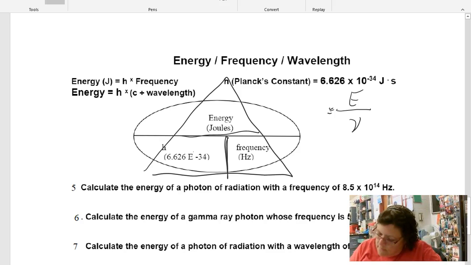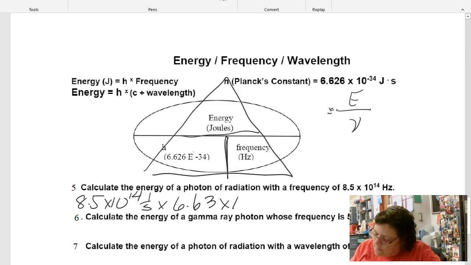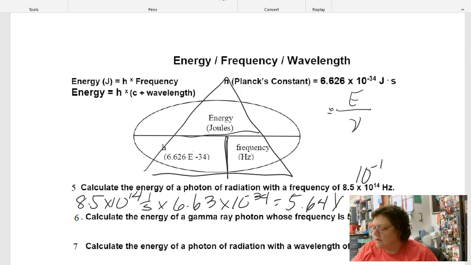8.5 times 10 to the 14th hertz, which is 1 over seconds, times Planck's constant, which is 6.63 times 10 to the negative 34th. When we do that math, 8.5 times 6.63, we get 5.64 times 10 to the negative 19th joules.